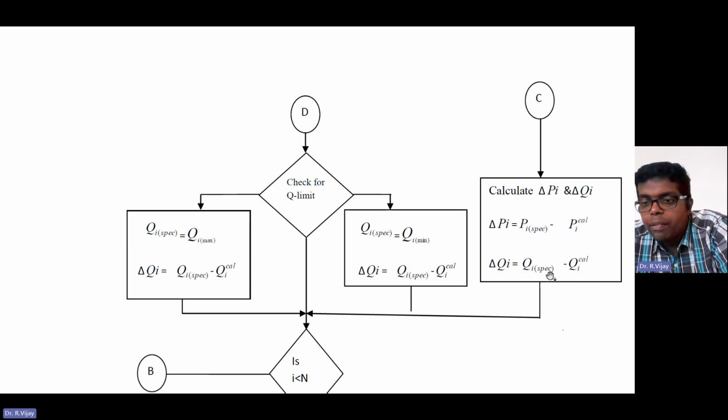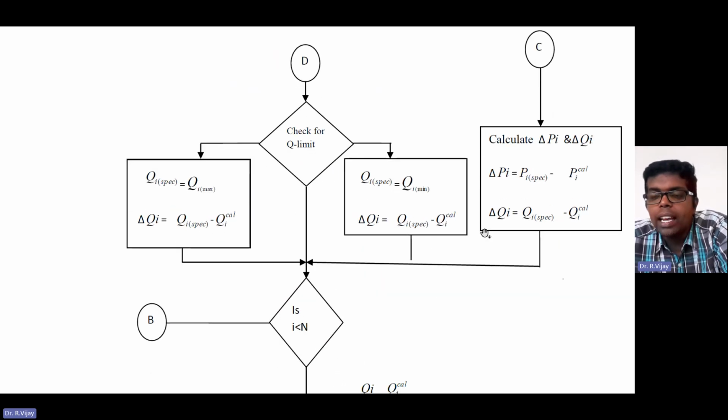And for minimum value, you need to calculate the change in the reactive power. And for maximum value also, you need to calculate the change in the reactive power. The same formula only, but you need to calculate it correctly for minimum and maximum value.